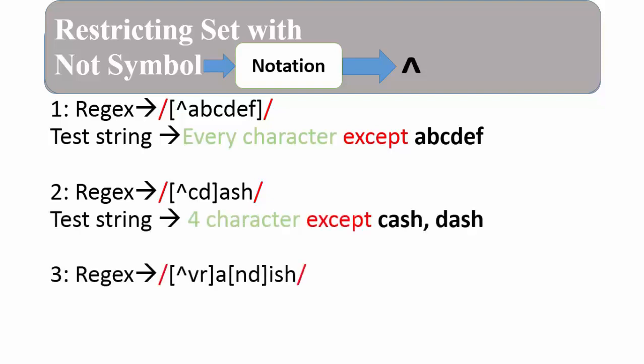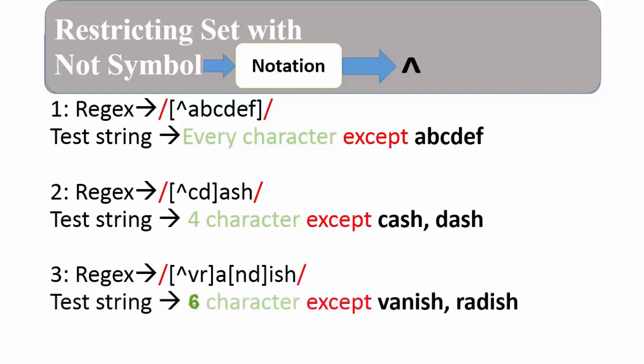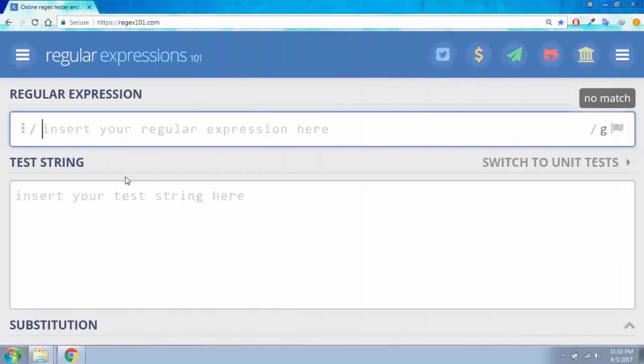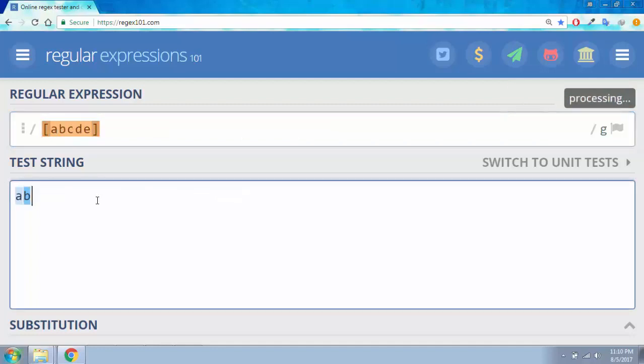Also, if you have some regular expression of VR in the character set but with the caret symbol at the beginning, then this one will match any character except vanish or radish. Let's try this one out. So first I'm going to add here a character set of A, B, C, D, E. Let's put the test string here A, B, C, D, E.